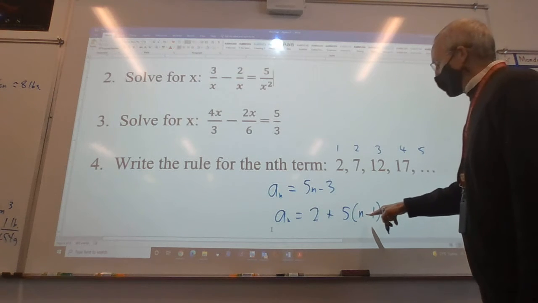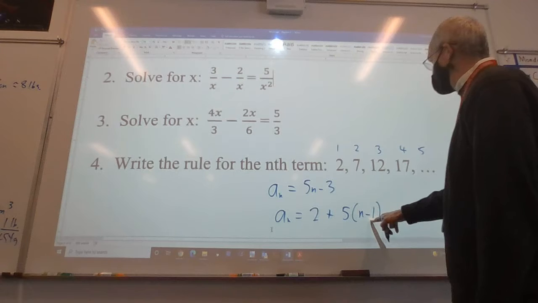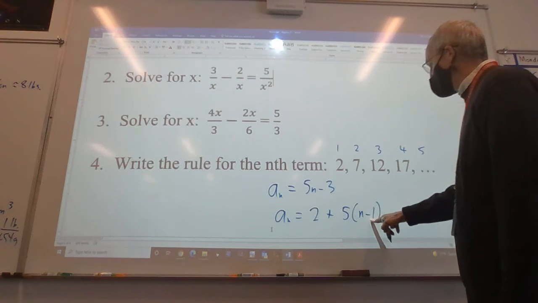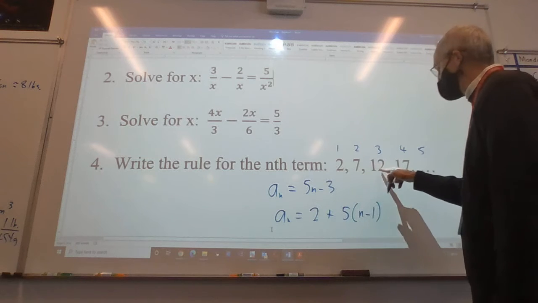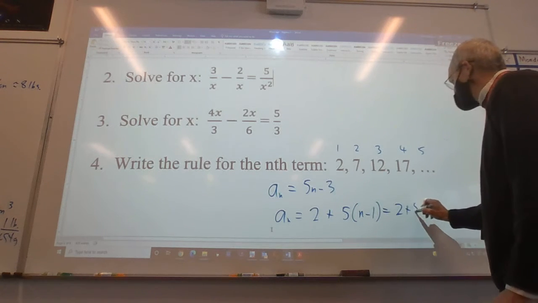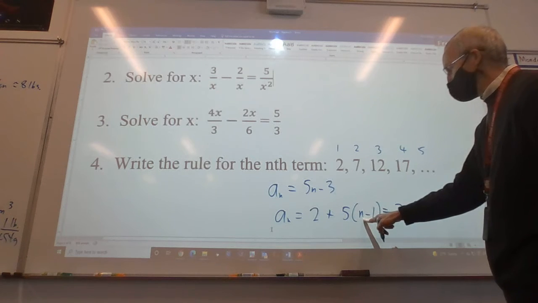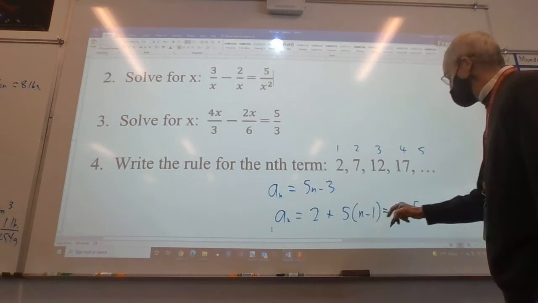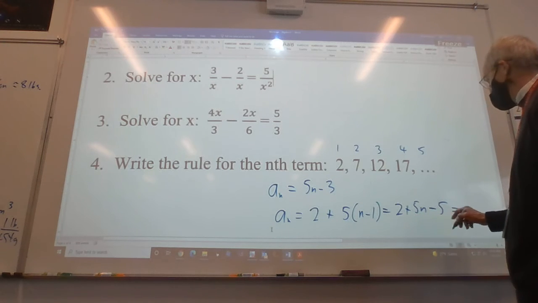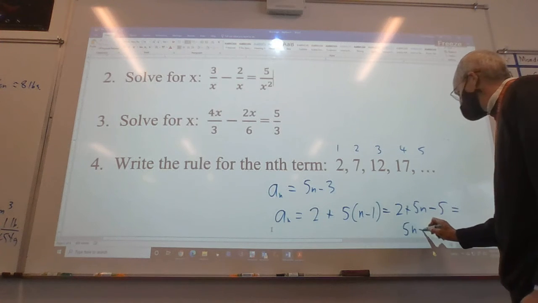But then we keep adding 5. So for the nth term, like the third term, when n is 3, 3 minus 1 is 2, so we add 10 to the first one, so it's 12. And then we can multiply that out. 2 plus 5 times n minus 1. 5 times n is 5n. 5 times minus 1 is minus 5. 2 minus 5 is minus 3, so we get 5n minus 3.